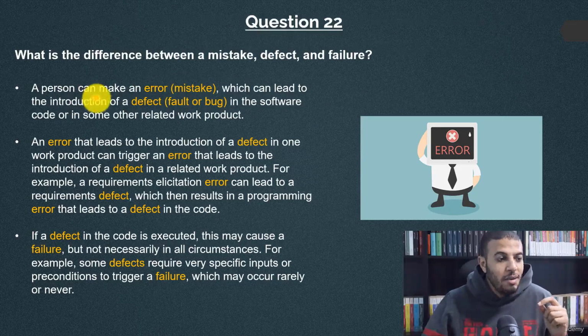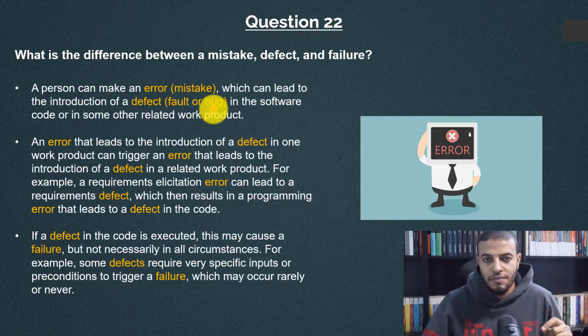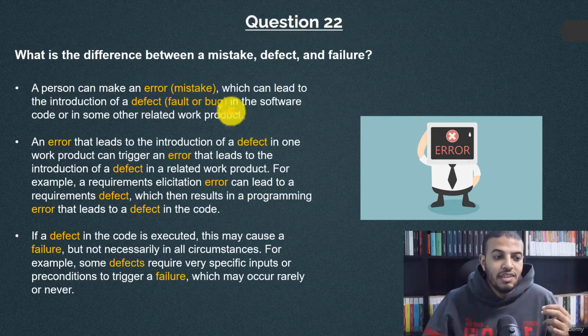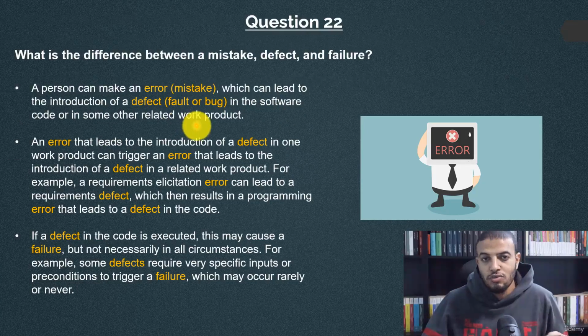So like we see here, a person can make an error or mistake which can lead to the introduction of a defect, fault, or bug. So the error is the same as the mistake, and this error leads to a defect or a fault or a bug, and those are the same thing, okay? This defect happens in the software code or in some other related work product. So for example, the product owner misunderstood the requirements. He wrote a wrong user story, okay?